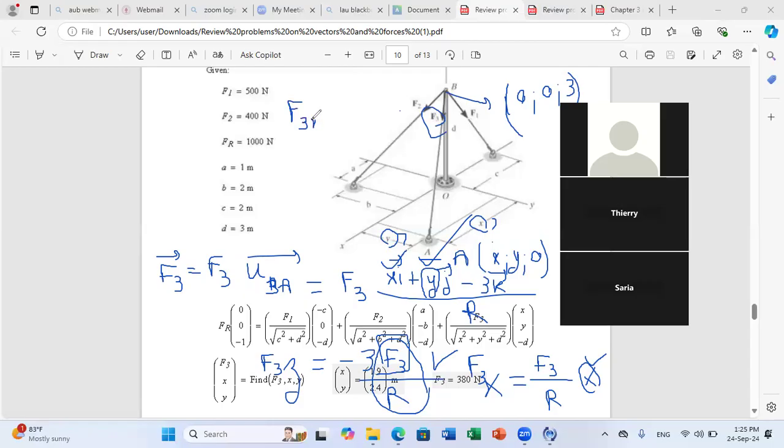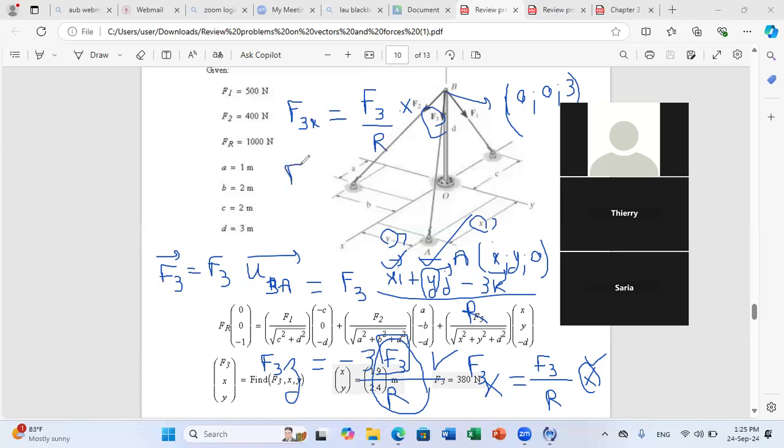F3x equals F3 times x over R, okay? This is equation number one. If you move to equation two, what do you have?